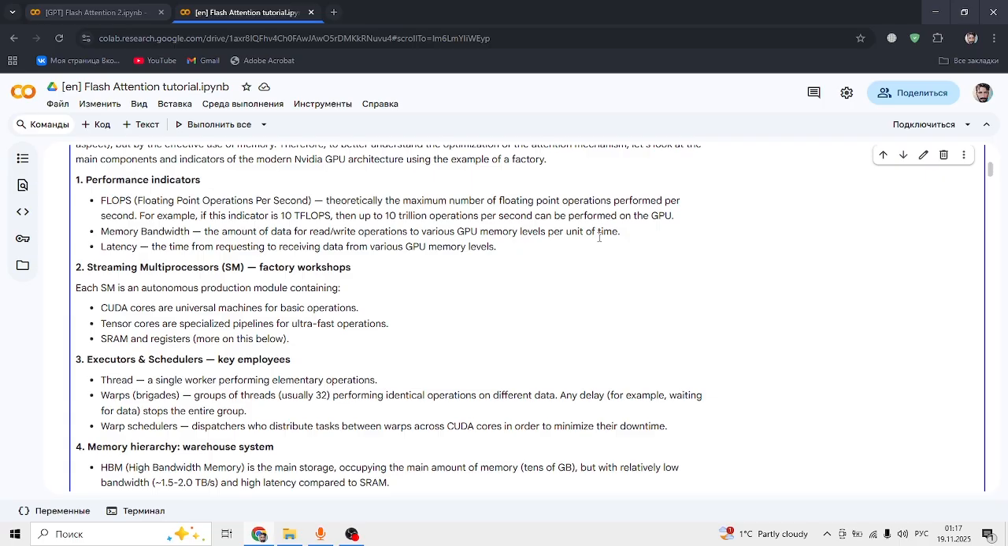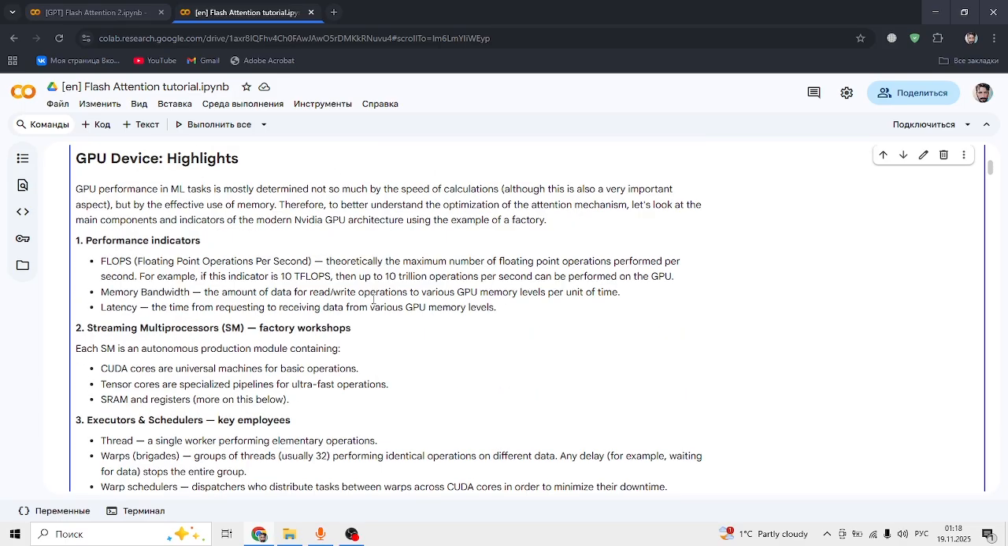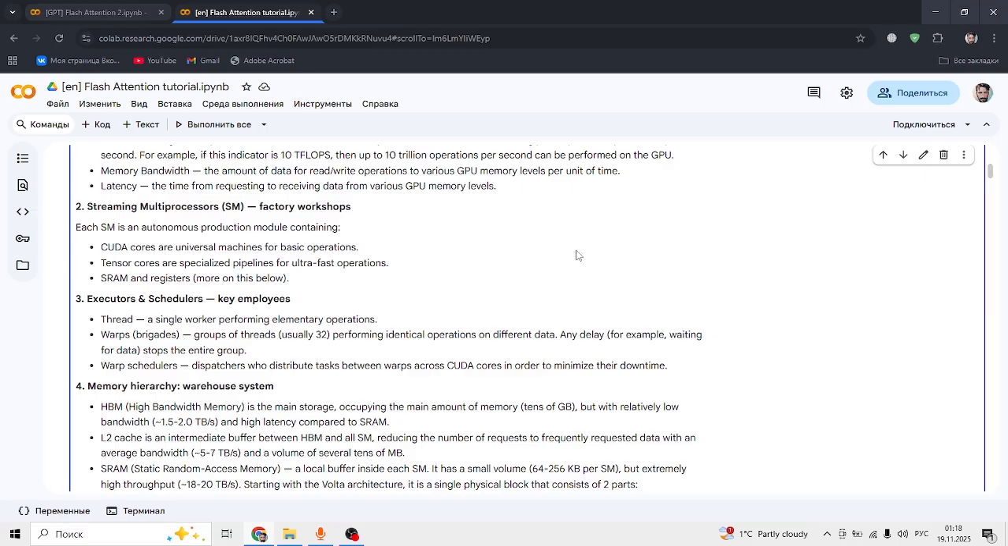The next thing is memory bandwidth, the amount of data for read-write operations for varying GPU memory levels per unit of time. Latency, the time from requesting to receiving data from various GPU memory levels. Also, I forgot to say that this description uses the example of a factory to make it easier to understand.